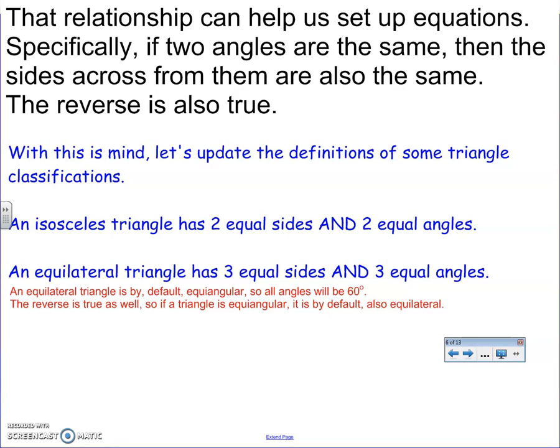So with this in mind, let's update the definitions of some triangle classifications. An isosceles triangle has two equal sides and two equal angles. An equilateral triangle has three equal sides and three equal angles. An equilateral triangle is by default equiangular, so all angles will be 60 degrees. The reverse is true. If a triangle is equiangular, it is by default also equilateral. Three equal angles means three equal sides.